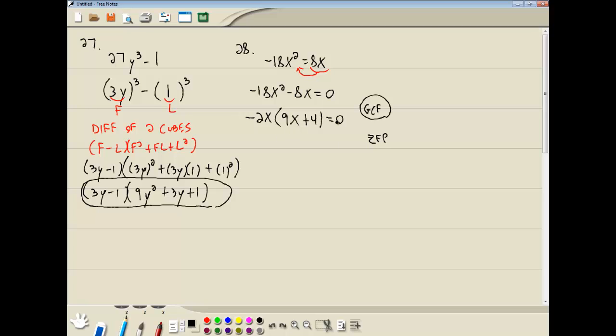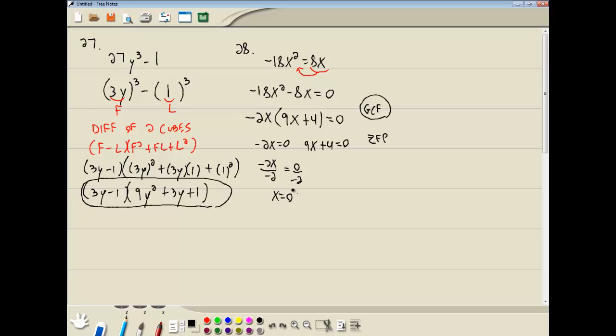Zero factor property. Get 0 on one side, you factor the other side, you set each factor equal to 0. So I'll set negative 2x equal to 0, and 9x plus 4 equal to 0. Now these are linear equations at this point, so we'll go through our 4 steps. First step, get rid of parentheses, don't have any. Second step, get rid of fractions, don't have any. Third step, get everything with x on one side, numbers on the other side. That's done. Last step, divide both sides by number in front of your x. So we'll divide both sides by negative 2.